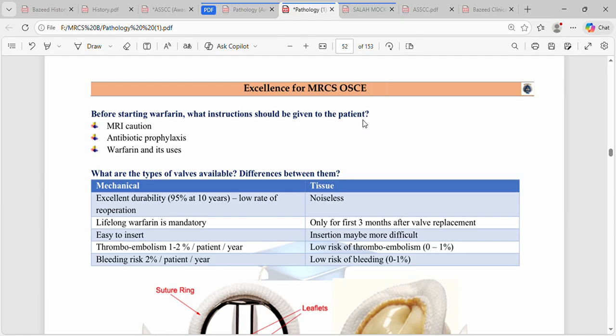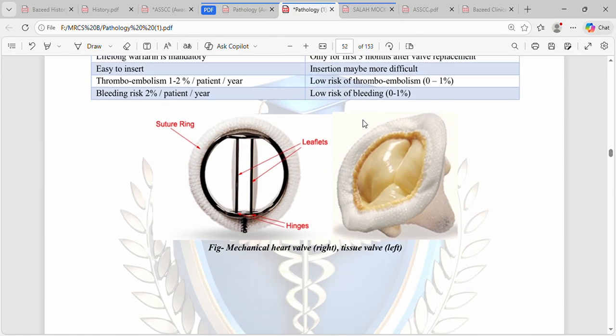And on the other hand, in tissue valves there is a low risk of bleeding, 0 to 1%, and a low risk of thromboembolism, 0 to 1% as well. And the tissue valves are more difficult to insert, whereas mechanical are easy to insert. Tissue valves do not require lifelong warfarin therapy. It is mandatory only in the first 3 months after valve replacement.